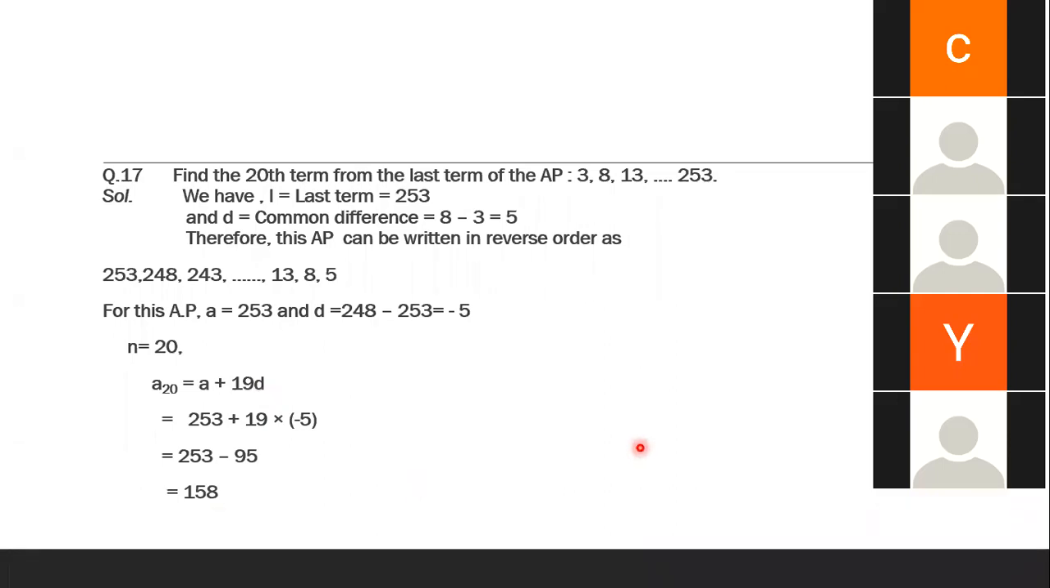Any doubt, children? No, ma'am. Any doubt in this sum? Audible to everyone? No, ma'am. So in the notes, 16th and 17th are noted. Shall I move on to the next one, children? Yes, ma'am.